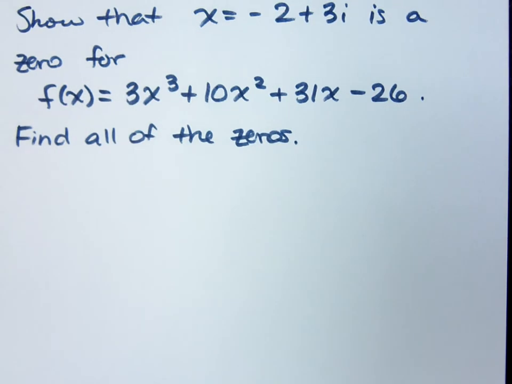Now I want you to show that something is a 0. I'm telling you this guy is a 0. I want you to prove it to me. I want you to show me that this is a 0. And how will you go about doing that?